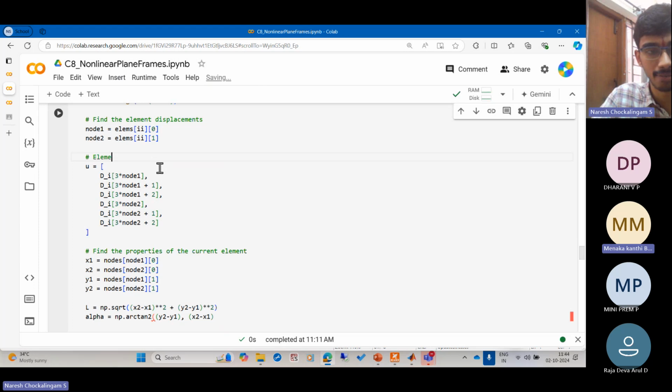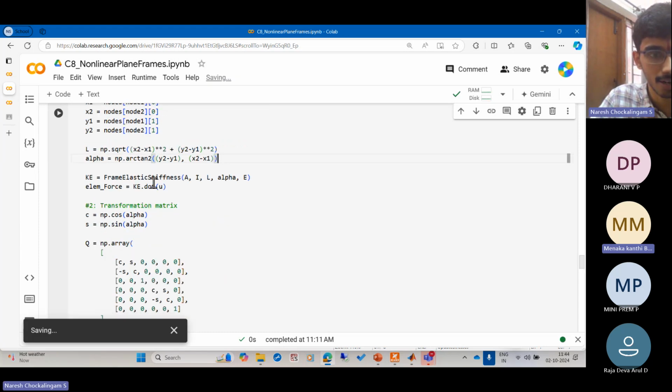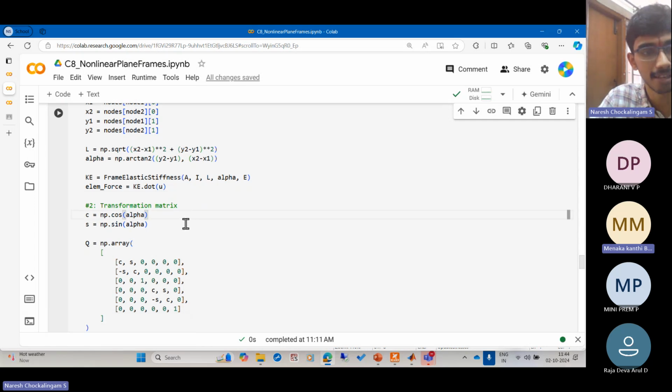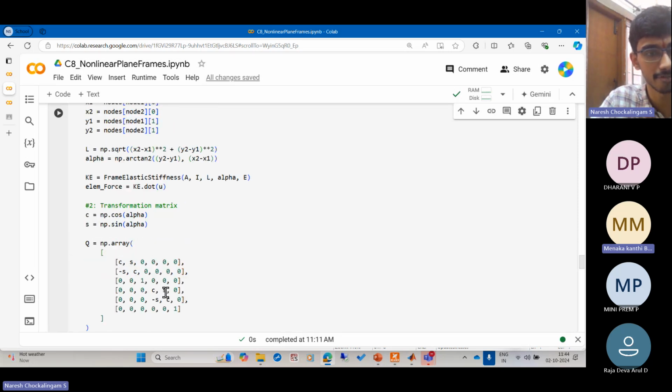So element displacements in the global coordinates. Then you find the properties of the current element, get the element stiffness matrix for this, get the element force vector, then you transform it to the local axis aligned coordinates. After you transform it to the axis aligned coordinates, you can find out the axial force in that element, and update the stress by that force.